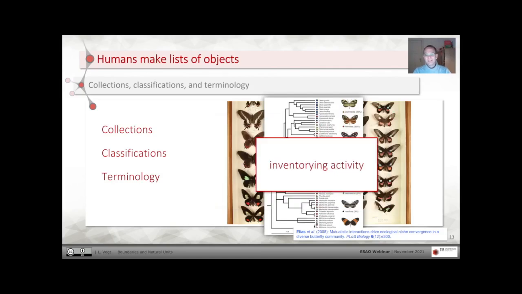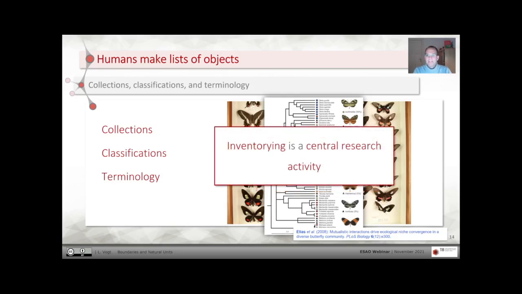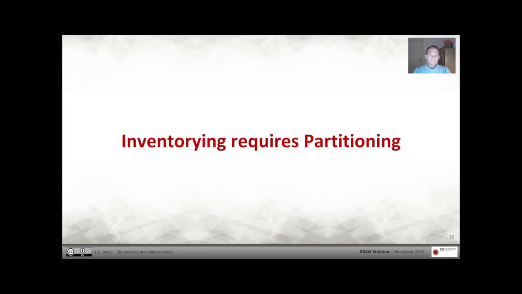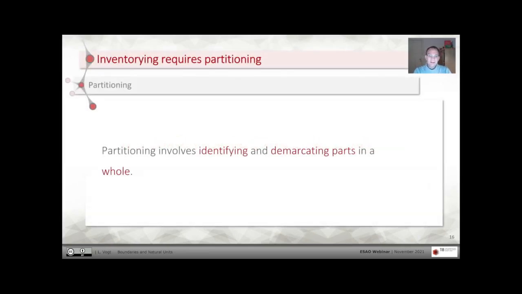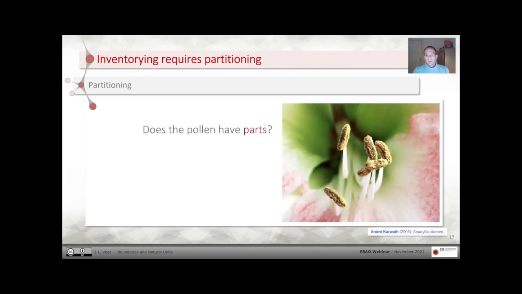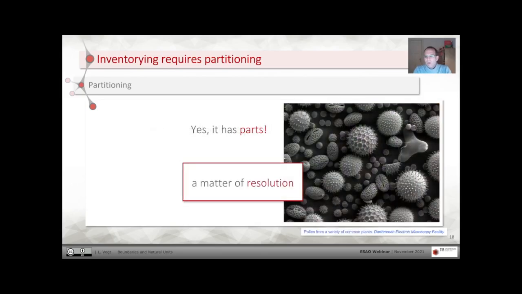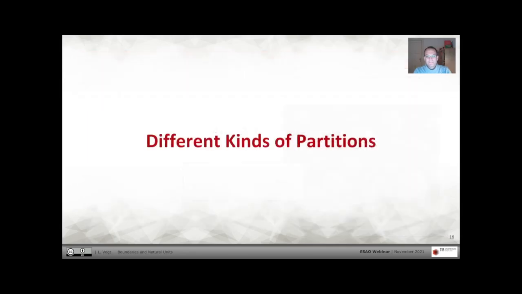And all this is based on inventorying activity. So one can say that inventorying is a central research activity. And inventorying requires partitioning. And partitioning involves identifying and demarcating parts in a whole. This is not always easy. Sometimes you think, like, for instance, here, pollen, does that really have parts? But that's often just a matter of resolution. If you have a high enough resolution, you can see that also pollen consists of clearly identifiable parts.